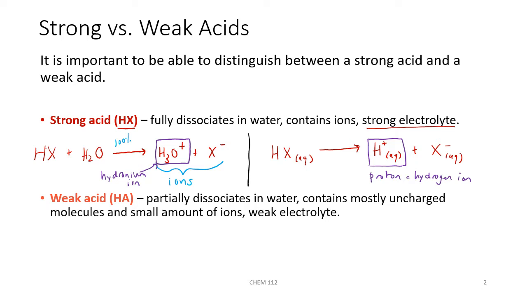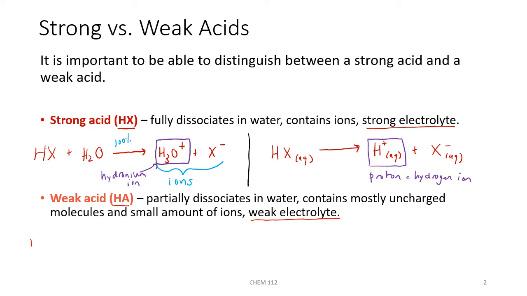So how does this change if we have a weak acid? A weak acid is often abbreviated with HA instead of HX, and it will partially dissociate in water. It contains mostly uncharged molecules, and there will also be a small amount of those ions. Therefore, weak acids are also weak electrolytes.